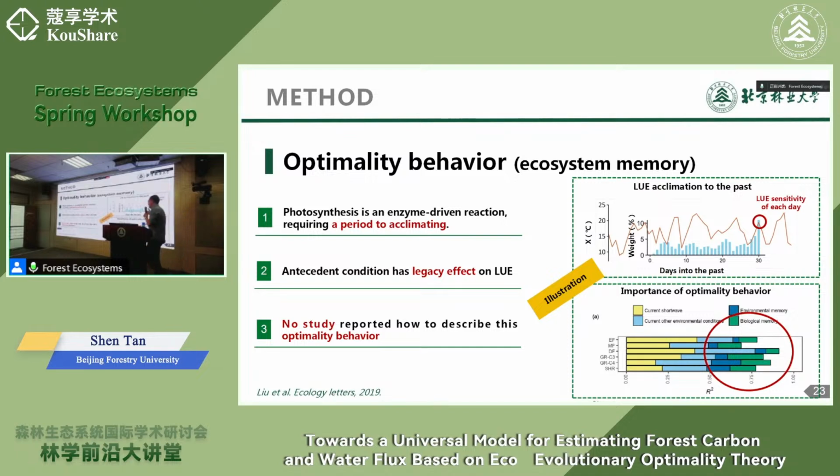So up to now, there is no study reported on how to describe this optimality behavior, and whether including this optimality behavior can really improve the GPP and the evapotranspiration modeling. And here is their study, which reported that a considerable part of the accuracy can be improved by including the ecosystem memory into consideration.